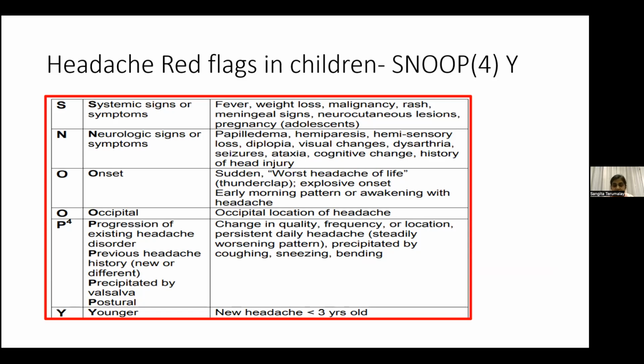N, any neurological signs on your examination: papilledema, hemiparesis, diplopia, visual changes. All these are also red flag signs. Onset: if the headache suddenly starts, the worst headache of his life, it could be a thunderclap headache. So probably the first case maybe had a thunderclap headache, but I'll share what the child had later. O, look for early morning pattern awakening, and I explained this earlier. Occipital location of the headache is also a red flag sign, because usually tension type headaches or migraine are more anterior in location. And then the 4 Ps: progression of an existing headache pattern, previous headache history, precipitated by Valsalva maneuver, and postural headaches. These are all the red flag signs.